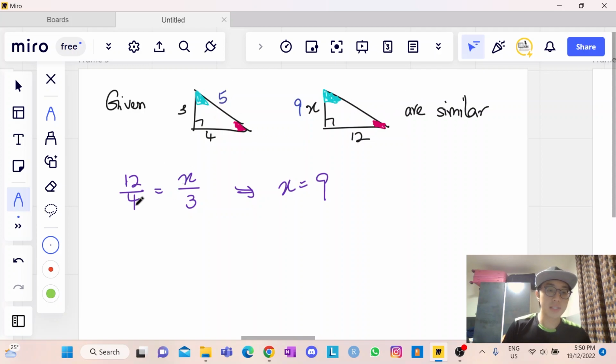And if you are using the same method to look for it, then you can get the answer here to be 15. And indeed, if you use 9 squared plus 12 squared, it will be equal to 15 squared. So these are the properties of similar triangles.